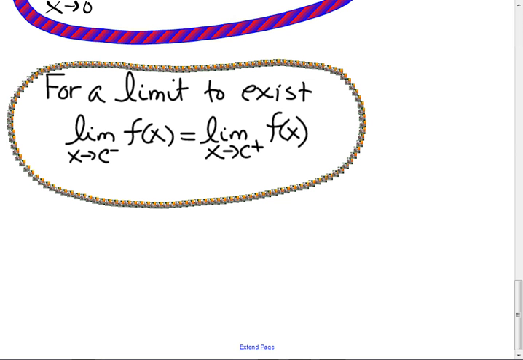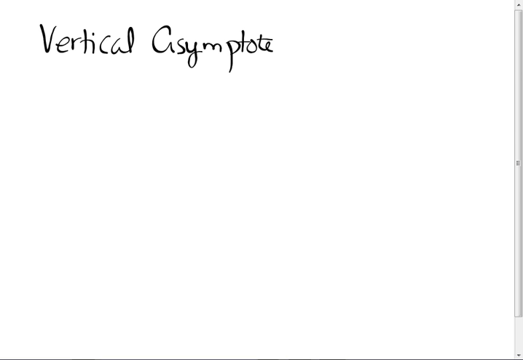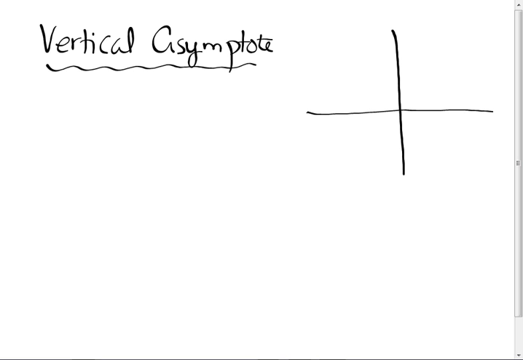Okay. I think that was it on that part of limits. Now, let's talk about those other kinds of limits. These are the limits at a point. We're going to do the asymptotes. So we have a vertical asymptote. Okay, so if you have a graph, it looks like this. This has a vertical asymptote.